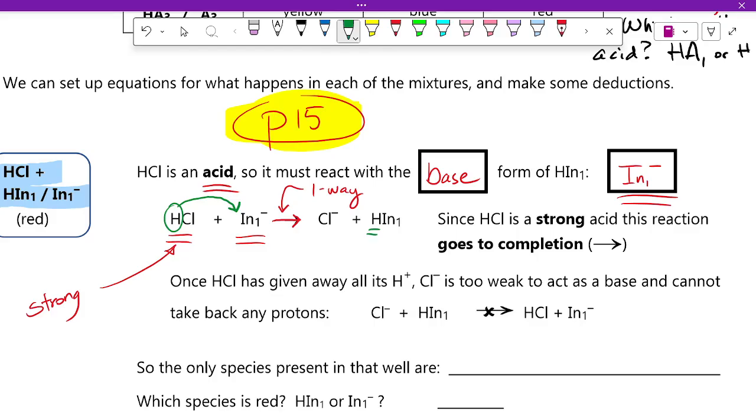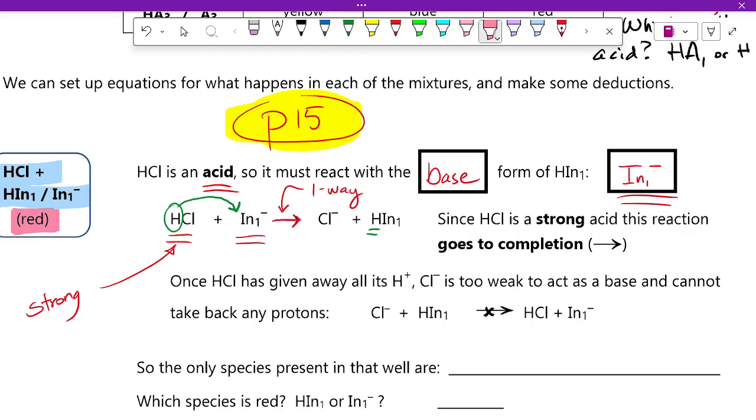Okay. And we're given some information here. We are told that when we put HCl together with the indicator, it turns red. Yes? When we put HCl together with the indicator, it turns red. That's from our data table. So far, so good? I need more people to nod. If you get it, yeah? Okay, all right. So it turns red.